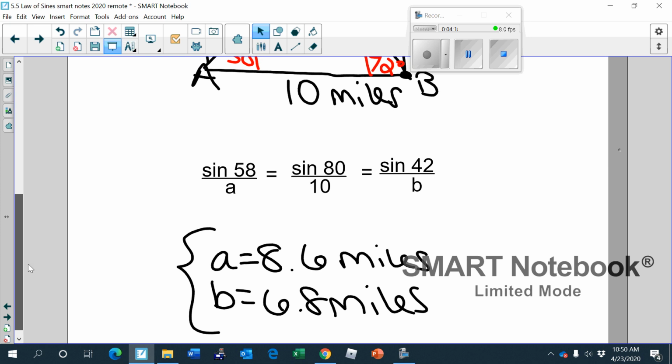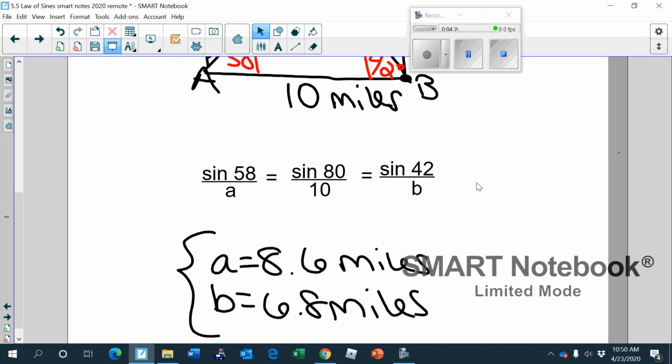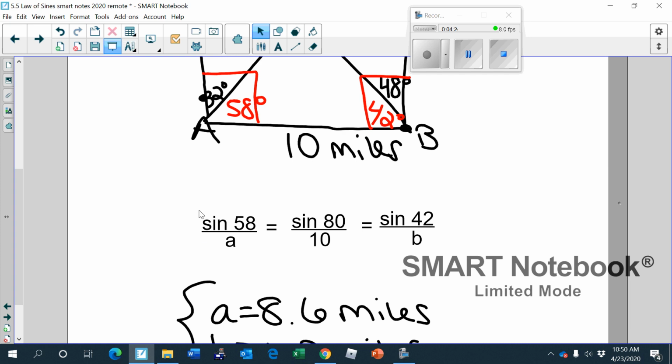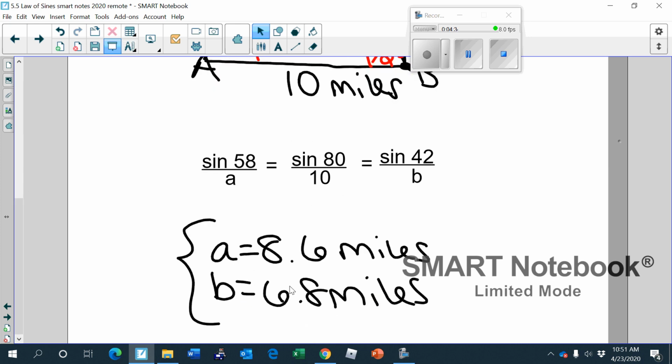So sine 58, notice I set them all up together, right? But of course, you're only doing two at a time. So you're doing this proportion first, and then this proportion after that, solving separately. All right, and you should have gotten A equals 8.6 and B equals 6.8.